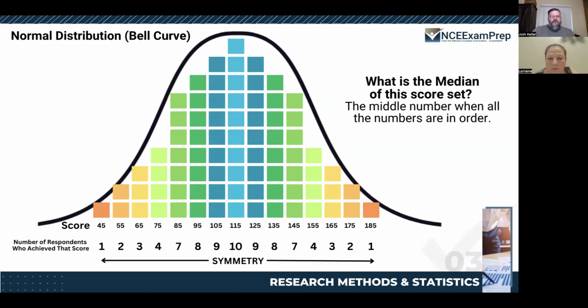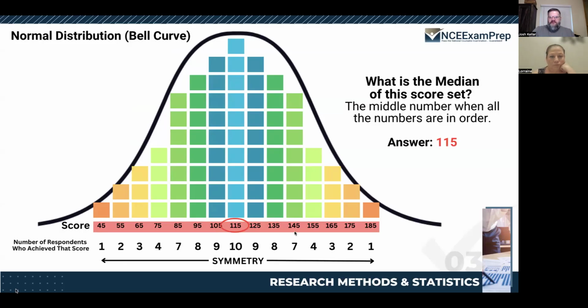Would that be the 115 as well? Yeah, that'd be 115. So you can see here this red bar down at the bottom, we've got all of the numbers in order, and we're going to try to find the middle number, right? Which is 115.